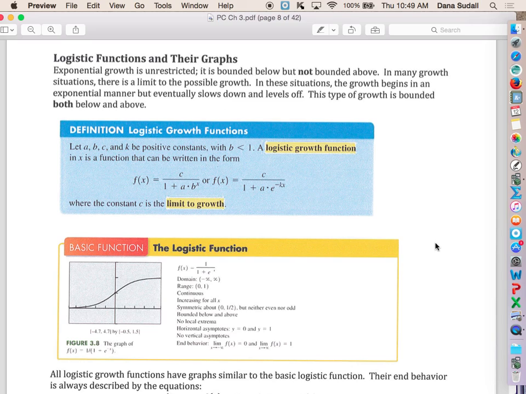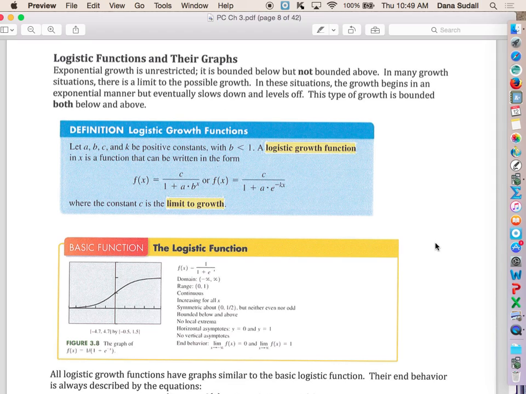All right, so we're going to look at logistic functions, which are similar to exponential functions for part of the graph, but not the entire graph. A logistic function is used typically when we talk about population growth. Population can grow exponentially, but then it only lasts till a certain value or till a certain point. It's really not unrestricted like we did talk about yesterday.